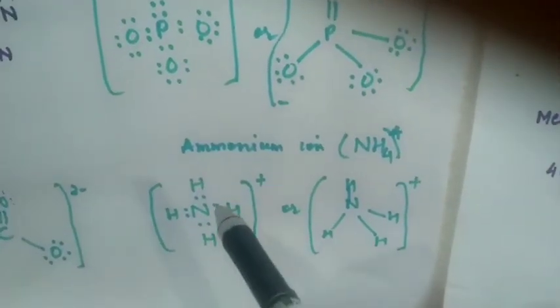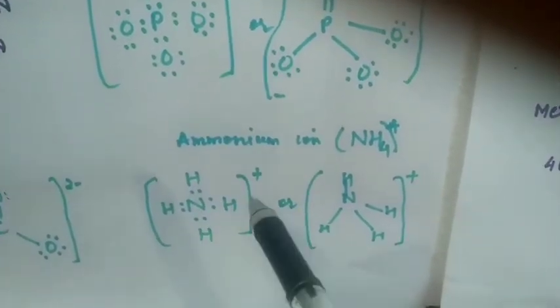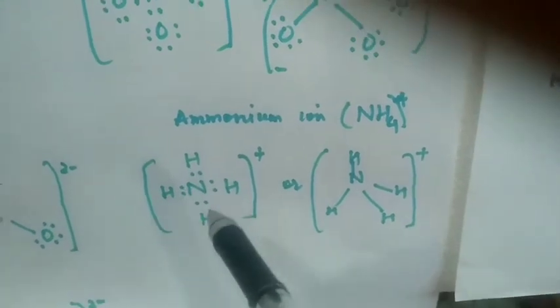For ammonium ion, 1 nitrogen, 4 hydrogens with 1 electron each. As a result, one of the hydrogen is without an electron. So overall, there is 1 charge on the ammonium ion.